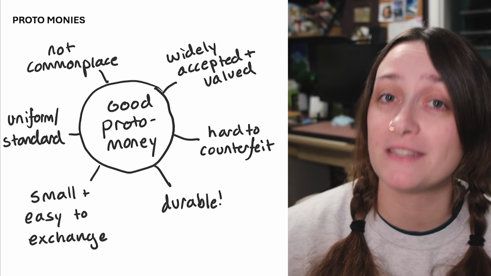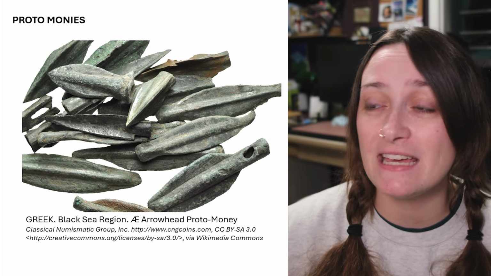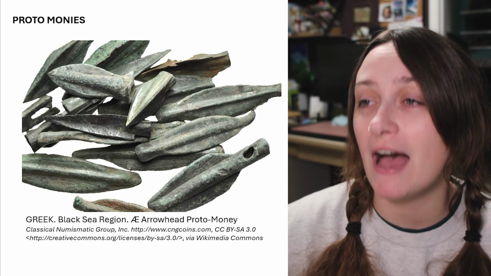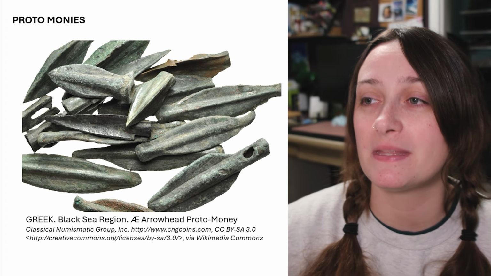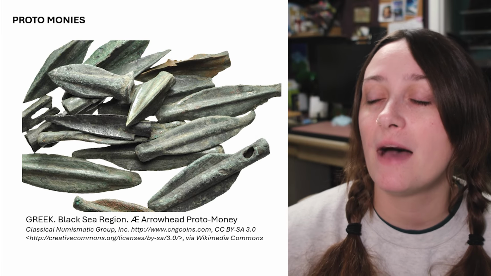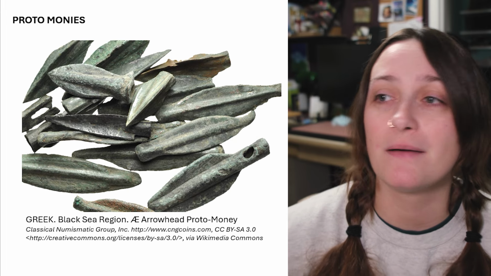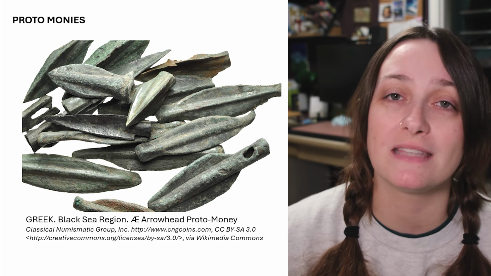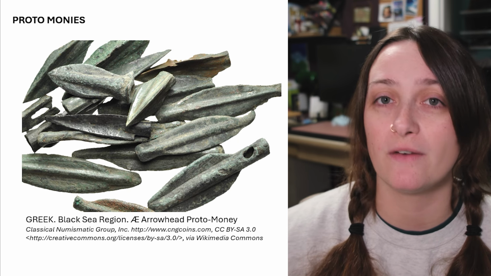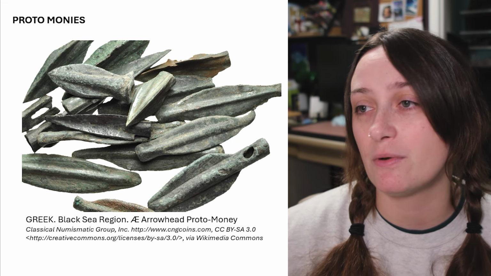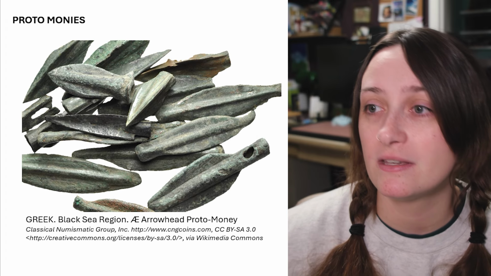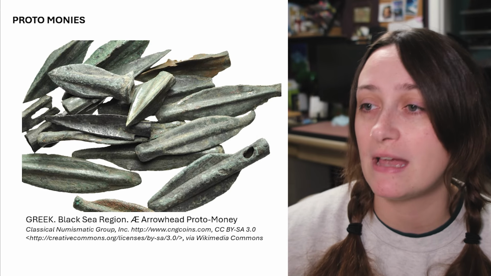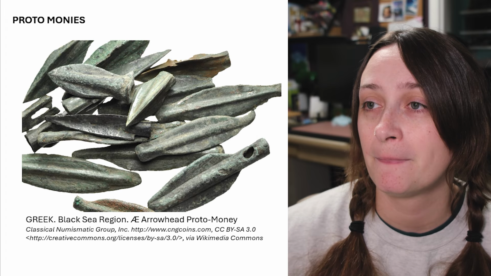So obsidian, or volcanic glass, not pictured here, I couldn't find a good picture of this, was highly valued in some early societies for its ability to make sharp tools and weapons. In the Mediterranean and Near East, in Mesoamerica, among other places, obsidian was a valuable commodity used as a proto-money beginning as early as 12,000 BCE. It was eventually replaced by more standardized alternatives. Other examples of commodities used as proto-money include salt, oil, grains, cattle, and cacao beans.